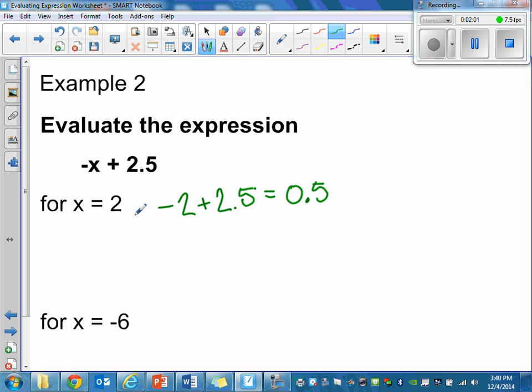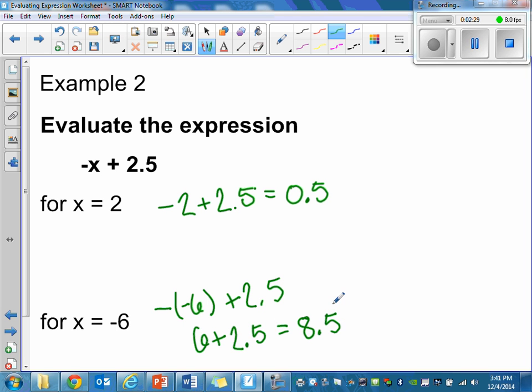The same expression, different x. I would have negative, it's a negative x, so it's going to be a negative 6 plus 2.5. Well, we really don't need two negatives. This would be the opposite of negative 6, which is positive 6. So we're going to add 2.5, which would be 8.5.